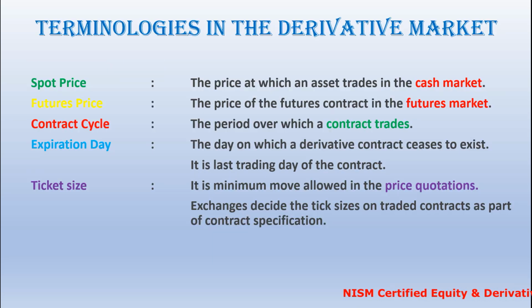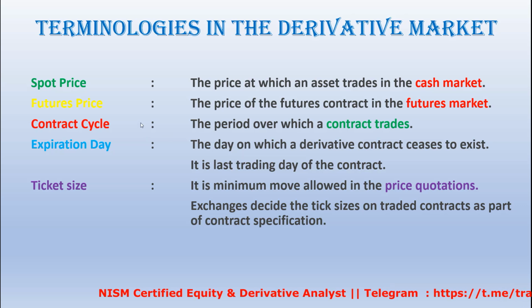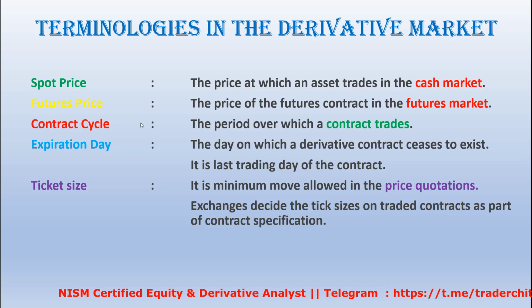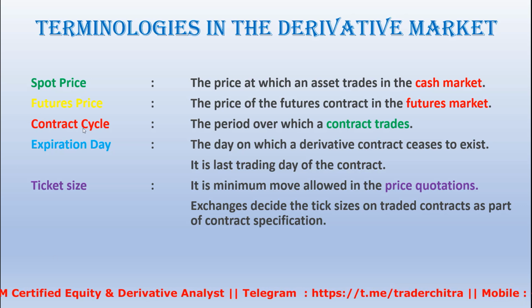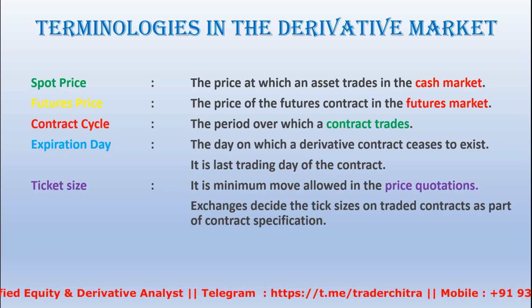Now we can learn what the terminologies in the derivative market are. First is spot price. The price at which an asset trades in the cash market is called spot price. Futures price is the price of the futures contract in the futures market. What is called contract cycle? The period over which a contract trades.